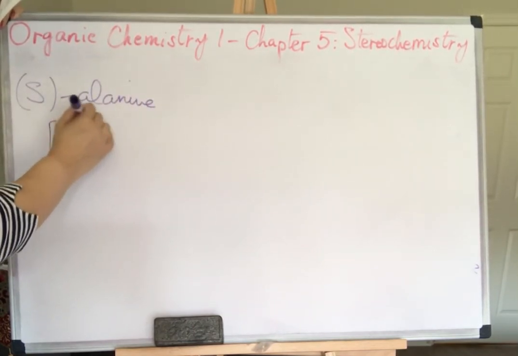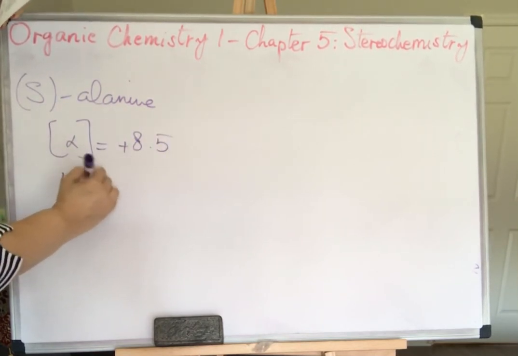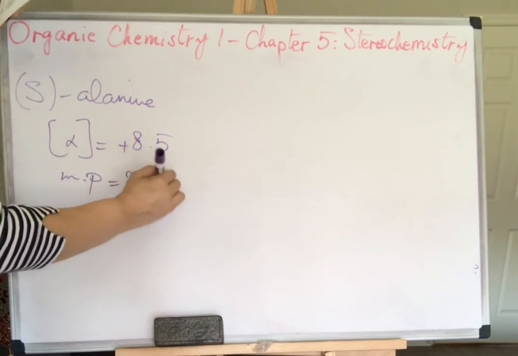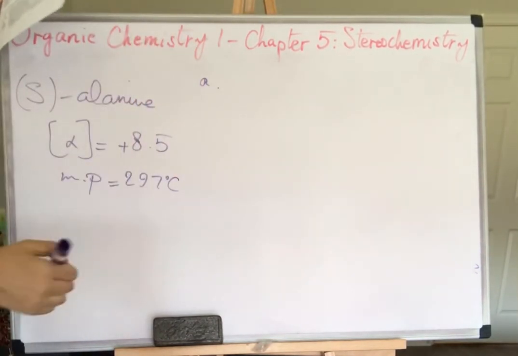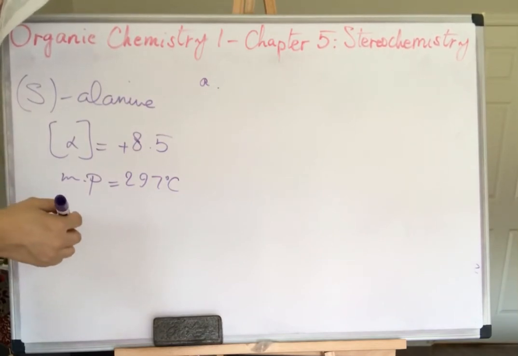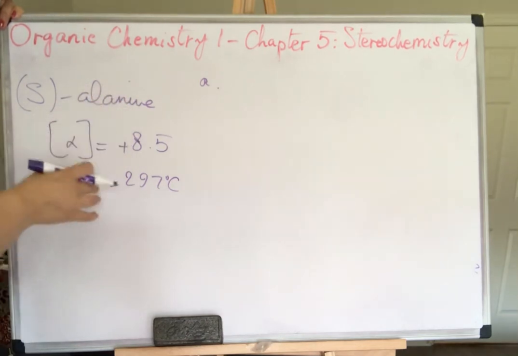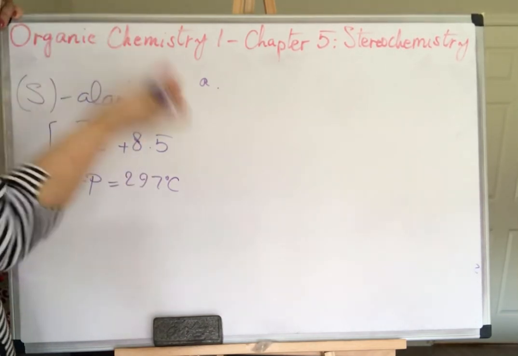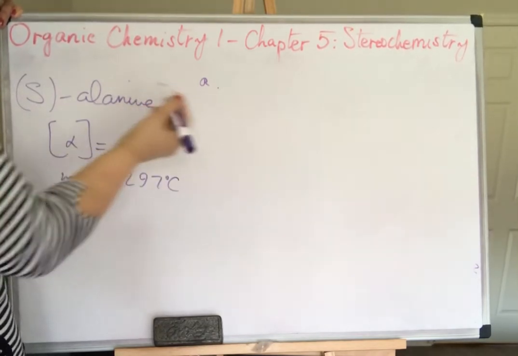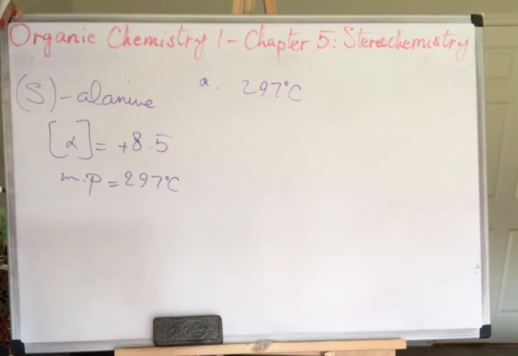Its specific rotation is positive 8.5. Its melting point is 297 degrees Celsius. We have a few questions. What is the melting point of R-alanine? Because S and R are enantiomers, and we said the physical properties are the same, it's exactly the same, 297 degrees Celsius.